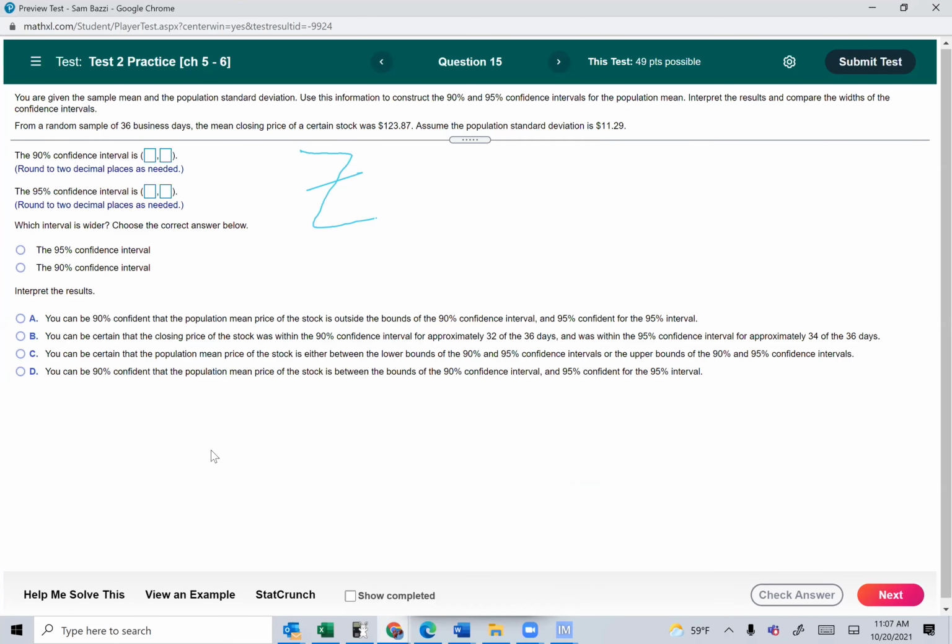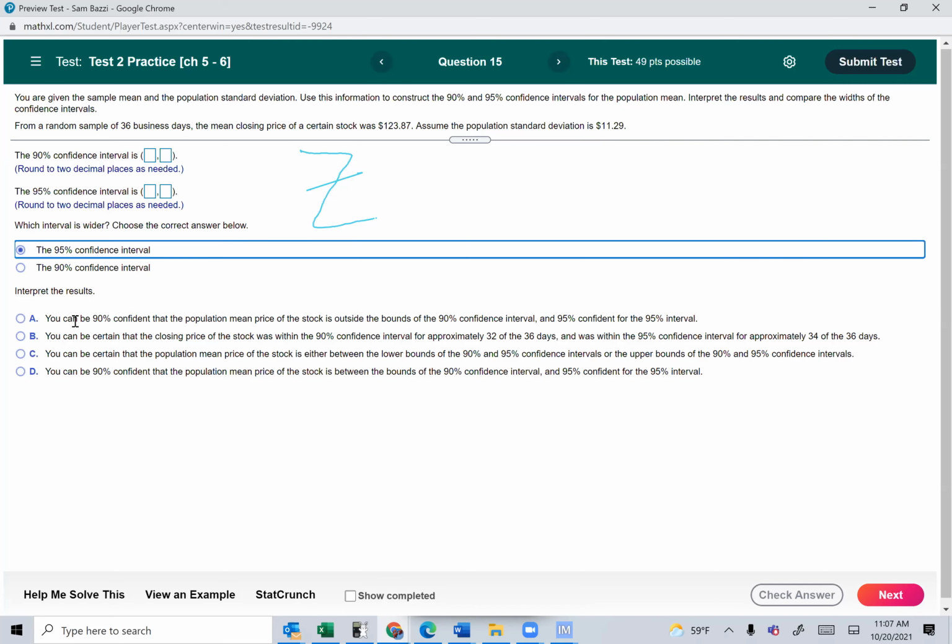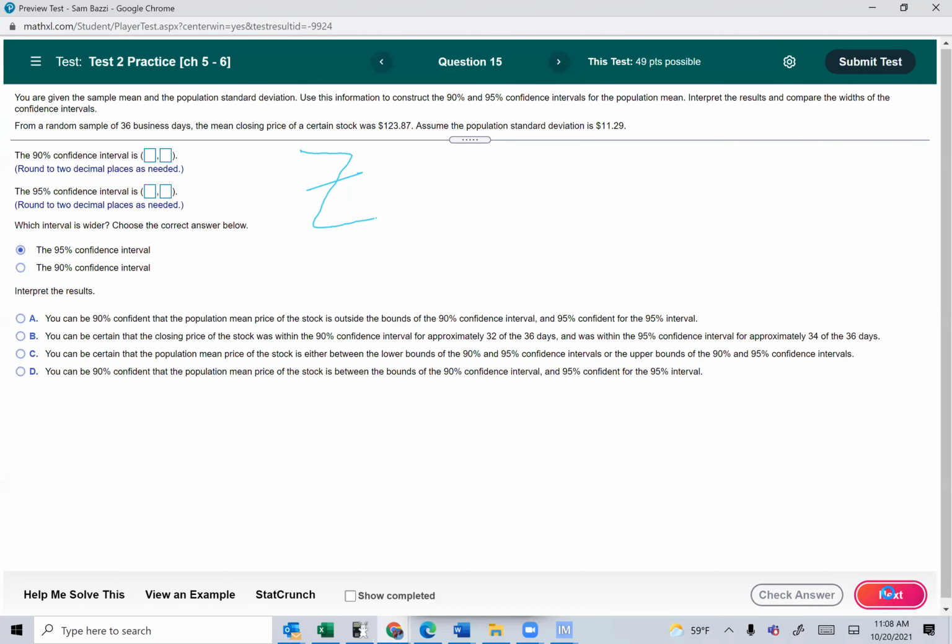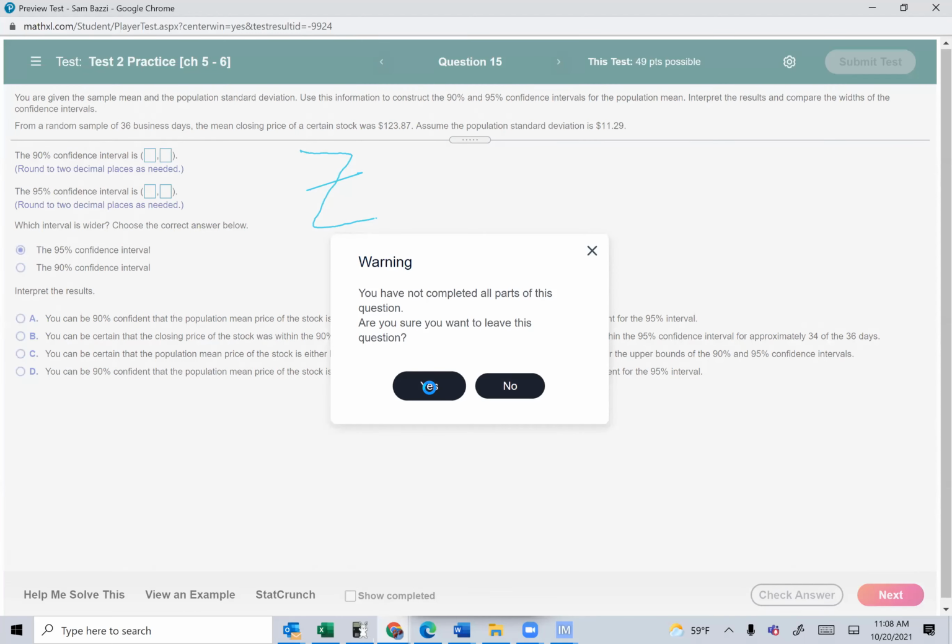Okay, since this is a test on campus, I'm not going to give you something like that. I'll probably ask you to interpret the answer, and you say, with 90% confidence, the true mean is between this and that. With 95% confidence, the true mean... Now, which one is wider? It's always the one that has the larger confidence level that is the wider interval. All right.